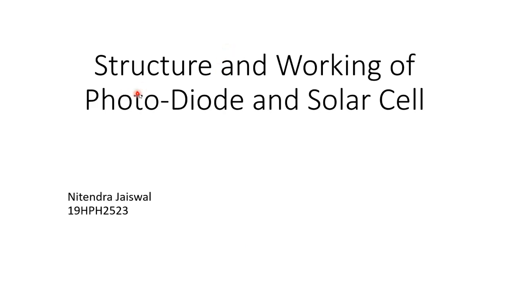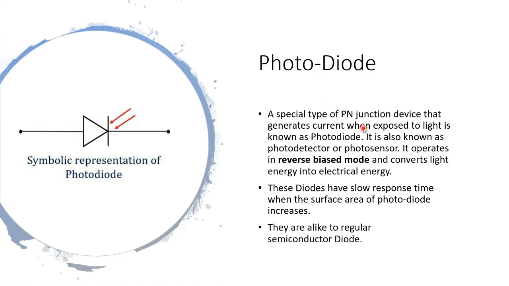Hello. So here we are studying the structure and working of a photodiode in a solar cell. Photodiode: a photodiode is a special type of PN junction diode. When it is exposed to light, it produces current due to the photoelectric effect. It is also known as a photodetector or photosensor.